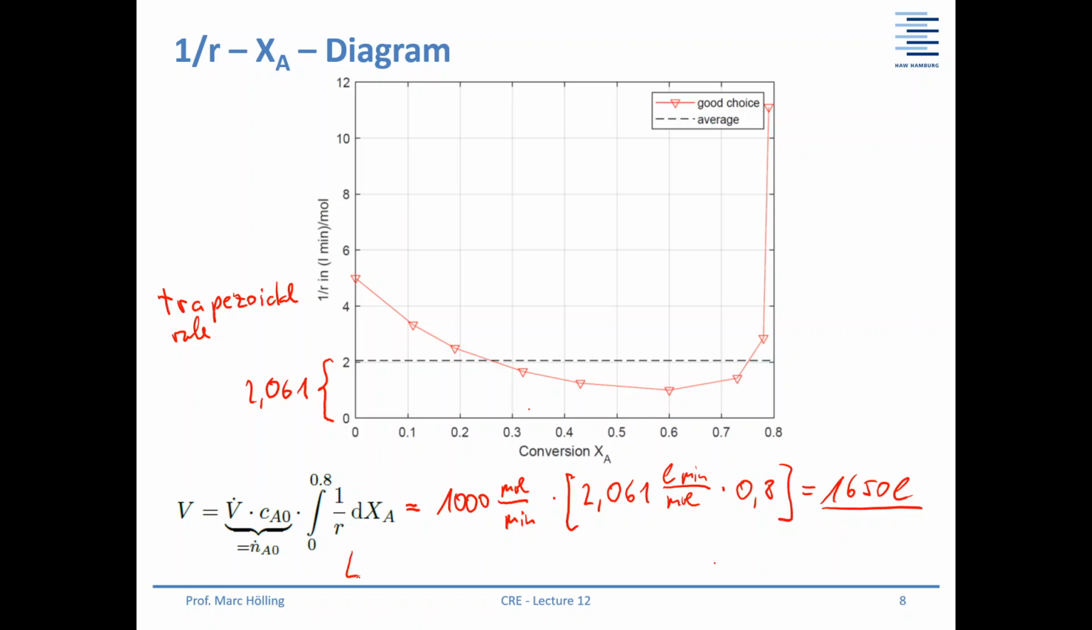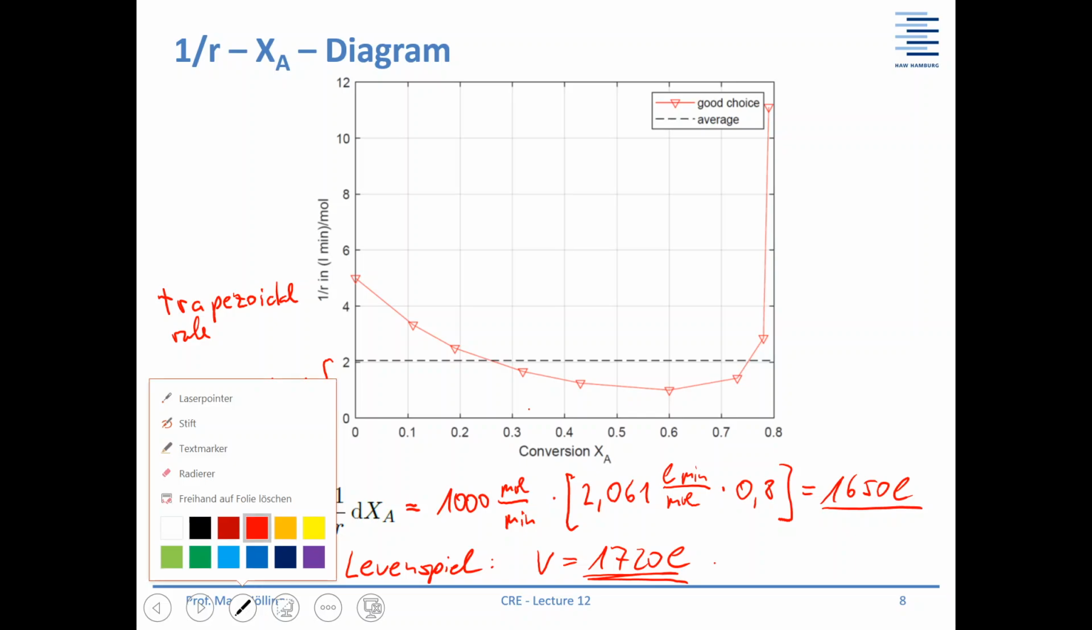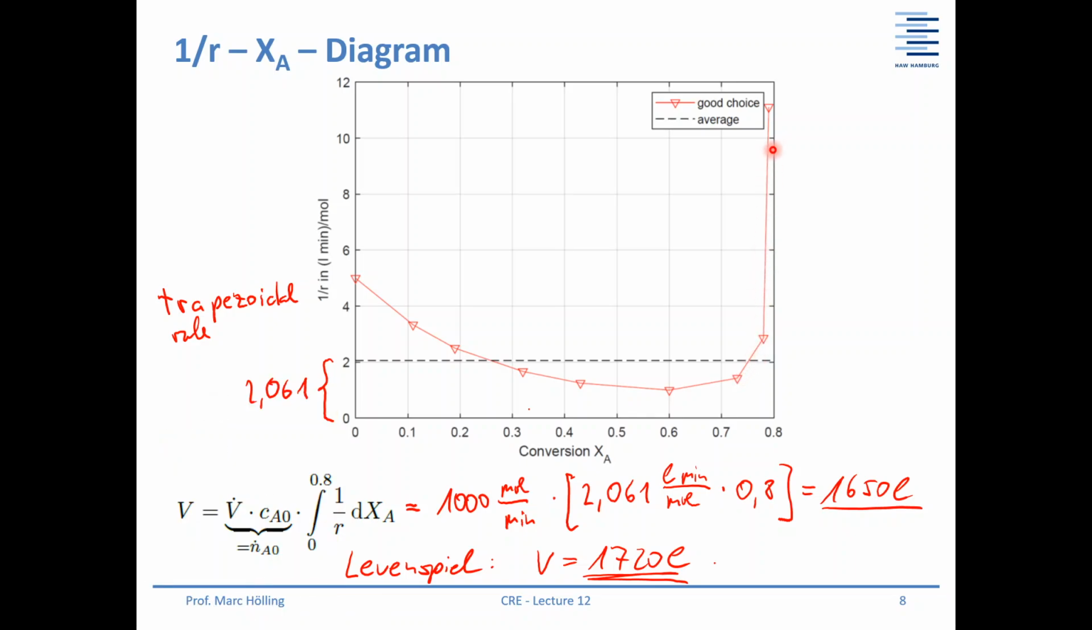If you look at Levenspiel, so if you use the textbooks that I gave to you, Levenspiel said, okay, the volume should be in the range of 1720 liters. So if you do it in a more accurate way, if you take more values here, especially in this area where you can see that we have maybe some errors, and you have higher values, then you will end up with a volume of 1720 liters. But the order of magnitude is quite good.